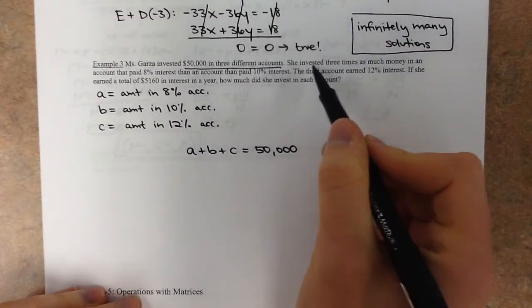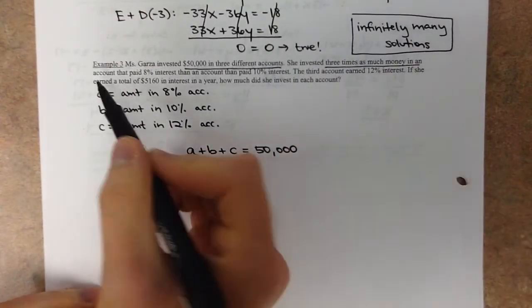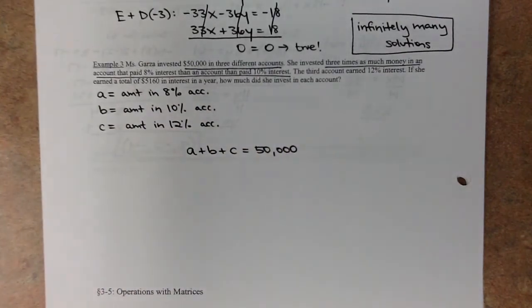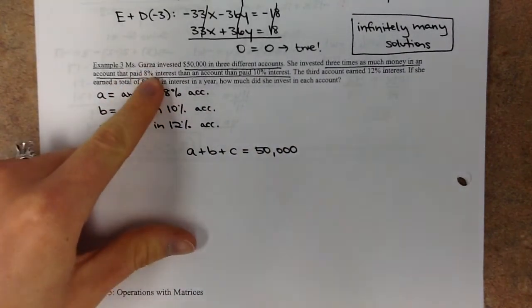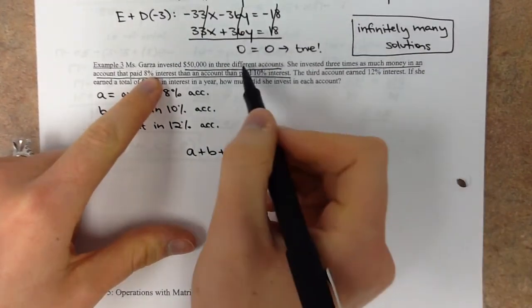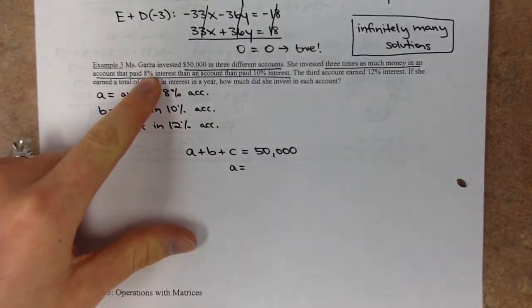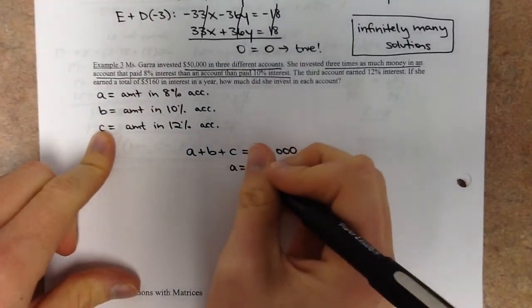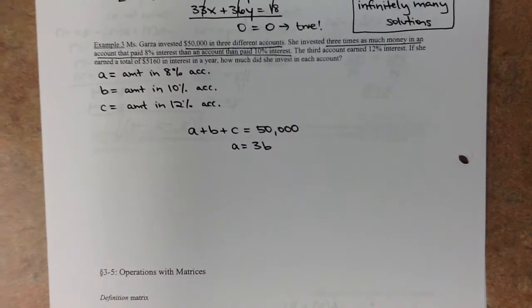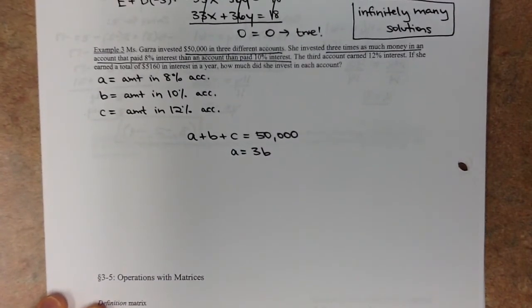She invested 3 times as much money in an account that paid 8% than an account that paid 10%. So the account that paid 8%, that's A, was 3 times as much as what she had in the 10%. So it was 3 times what she had in the 10%, which is B. So this is kind of a little baby equation here, but that's going to be important.